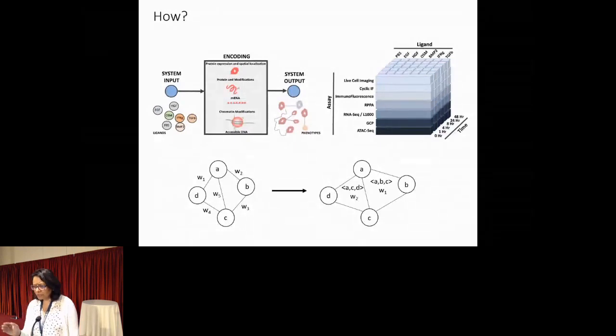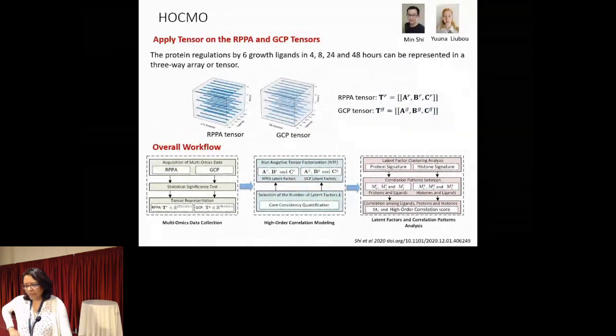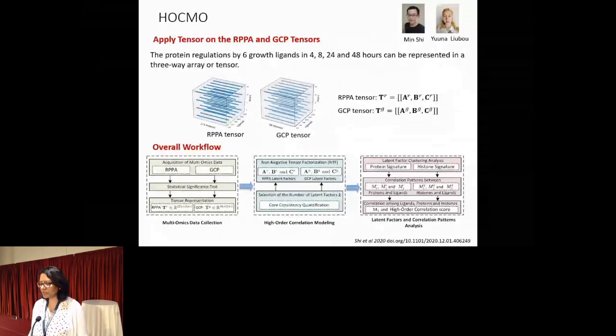So how are we going to do this? HOCMO applies a tensor on the RPPA, which is the phosphoprotein data, which we'll call the regulatory signaling protein data, and GCP, which is a global chromatin profile of various histone marks that are assayed using mass spec. We represent those data in a tensor representation where you can see that there are 279 phosphoproteins with different ligands at different time points.